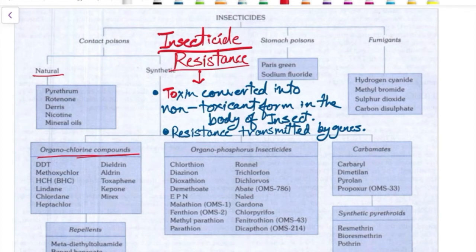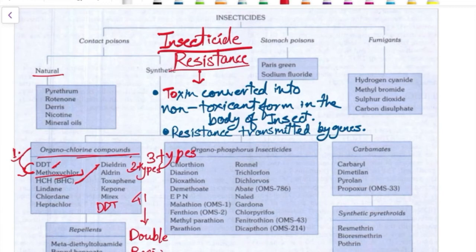And resistance can be of 3 types. Discussing types of resistance: resistance with DDT and methoxychlor, resistance with both DDT and its analog, and resistance with HCH and dieldrin group. Resistance with DDT and its analog is the first type. The second type is resistance with HCH and dieldrin group. And resistance with both the groups, DDT, methoxychlor and BHC, means resistance with all four insecticides already discussed. So it is called double resistance.